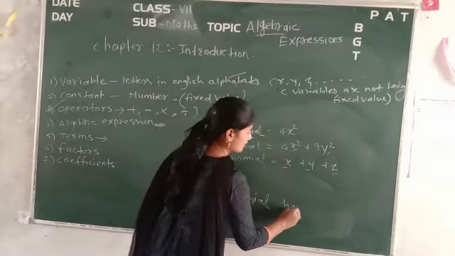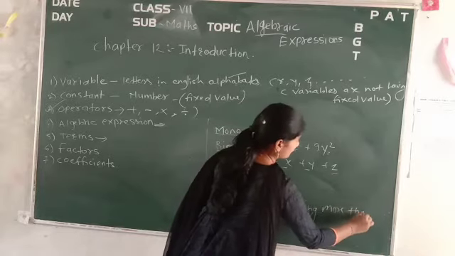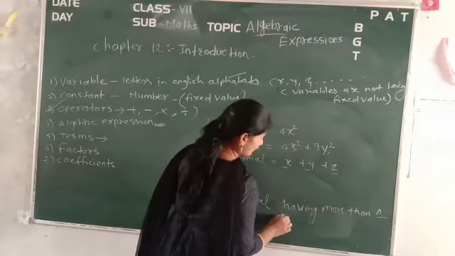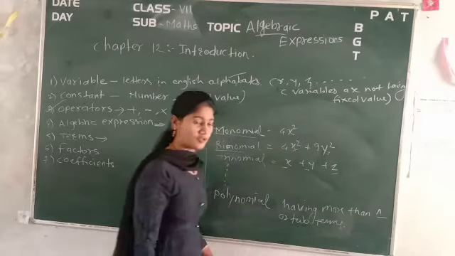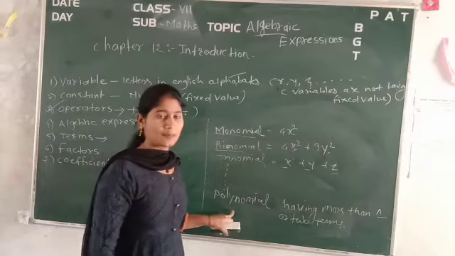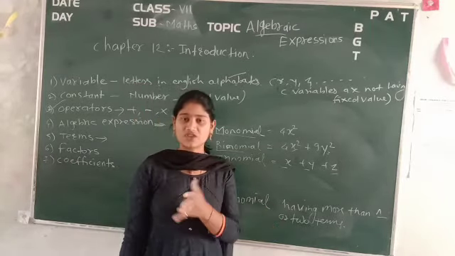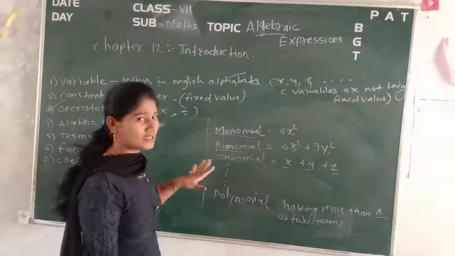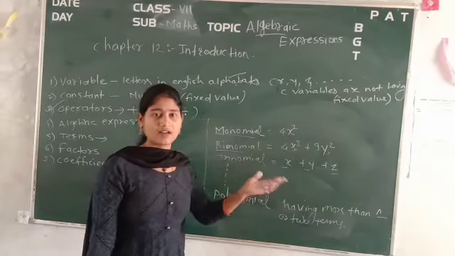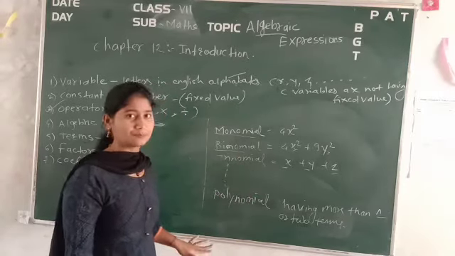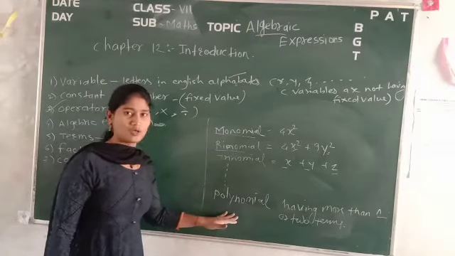Having more than 1 or 2 terms, we call it a polynomial. So this is called polynomials. Whatever I have told you, write it in your notebook in book format, searching the definitions from the book also, or from whatever I am saying to you, you can take the definitions of these particular words. So these are called monomial, binomial, trinomial and polynomial.